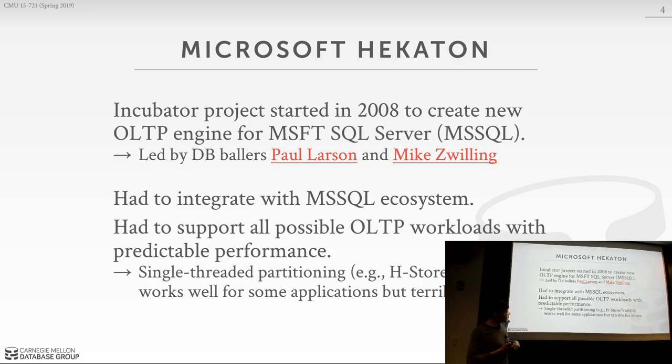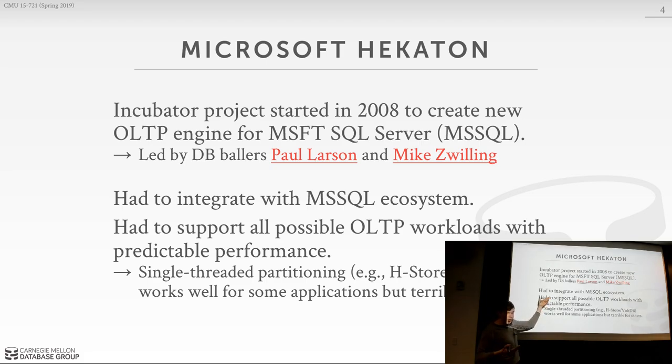One of the key design decisions that they had to make in designing Hekaton is that they wanted to make sure they supported all possible OLTP workloads with predictable performance. Now, for the papers we're going to read this semester for transactions, we're not really looking at really kooky ideas or ideas that only work for a narrow class of workloads. So if you took the intro class last semester, we talked about H-Store and VoltDB. VoltDB works really well if your transactions look a certain way. And if your transactions don't look the way that VoltDB wants, you're going to get terrible performance.